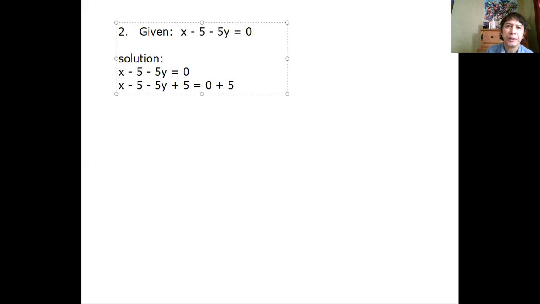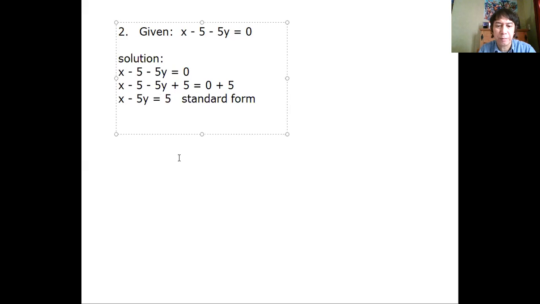That's addition property. The purpose of this is to cancel out this 5, and we will be able to have the left side this way. We will only have x minus 5y, because this negative 5 is no longer there. It cancels out with our addition. Now the right side will only have 0 plus 5, which is just 5. And we have the standard form now. There. X minus 5y equals 5.